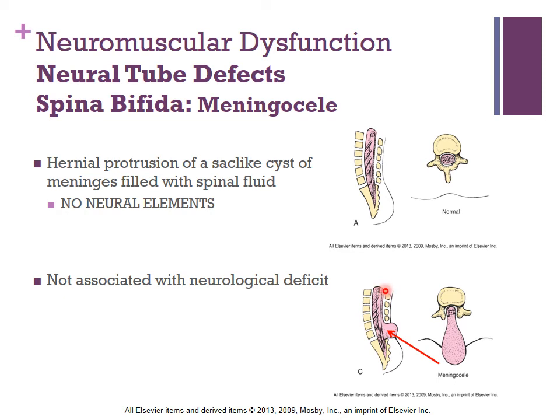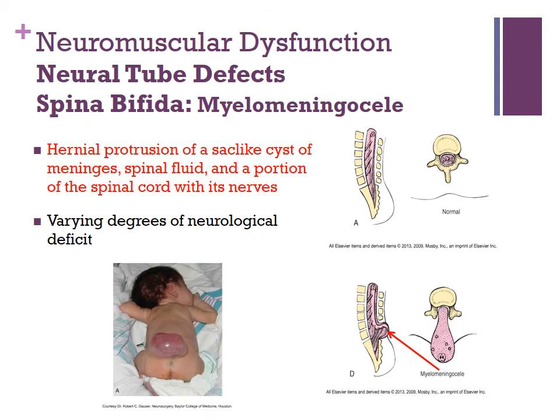Because if you remember, the pia mater, dura mater, arachnoid mater, all that actually goes down the spinal column. So meninges can be affected in the spinal column as well. All right, so no neural elements, just meninges filled with spinal fluid and the sac-like cyst. So there's no neurological deficit.